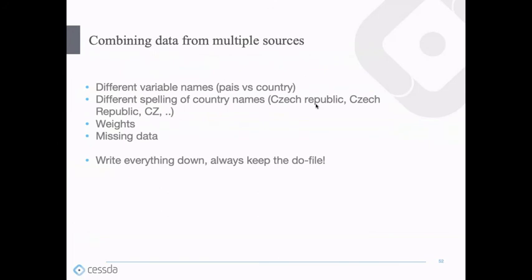However, finding the data was actually not the end of the work of my research. Combining data from multiple sources is not an easy task. Even if the question of interest is the same, as was in my case, there might be differences in other variables, such as country names, or there might be different spelling. There might be also weights that you need to apply before you start with your analysis, and also you have to be aware of missing data. Overall, it is crucial to write every step down and keep a log of all changes to make sure that your approach is correct. This will be all for me.